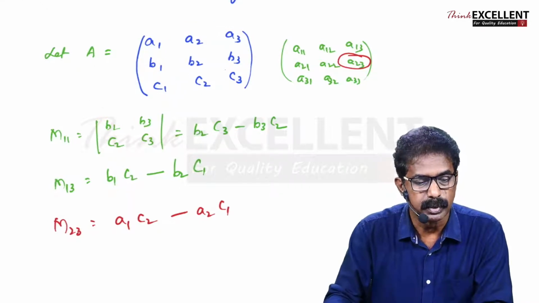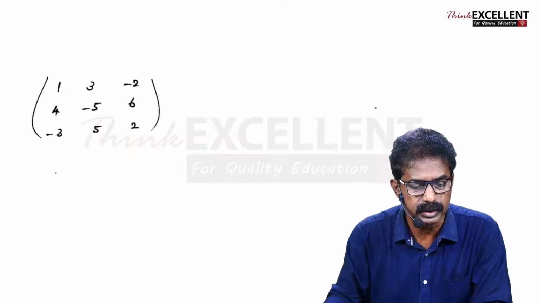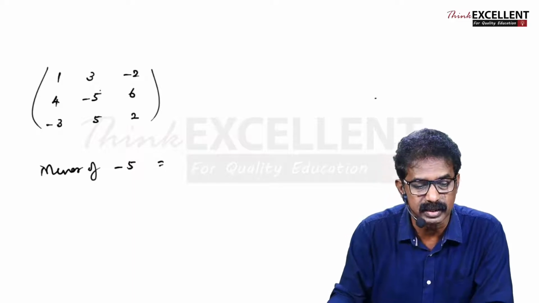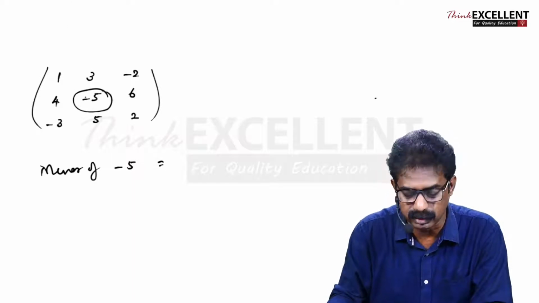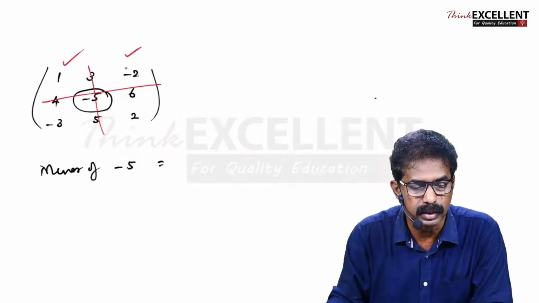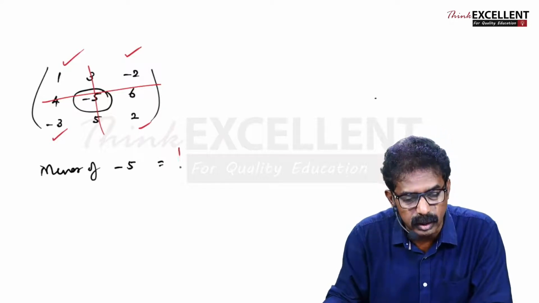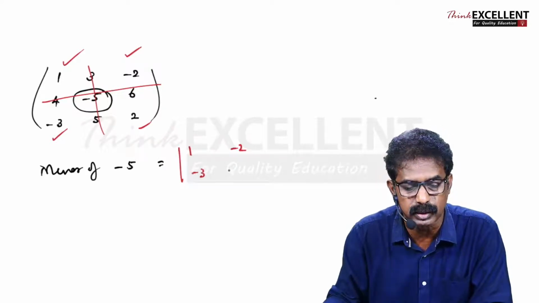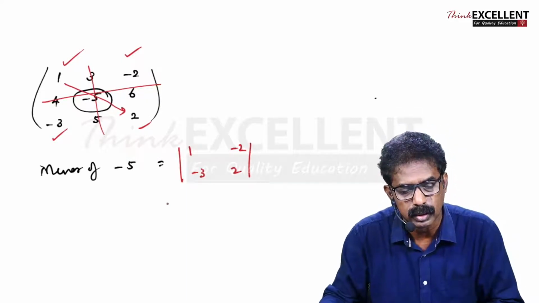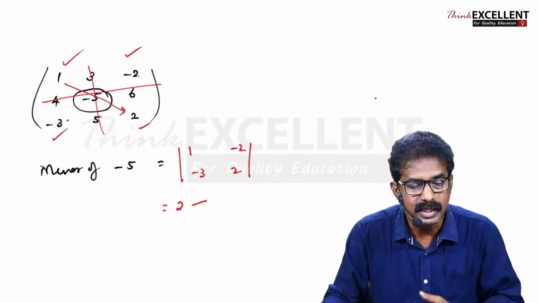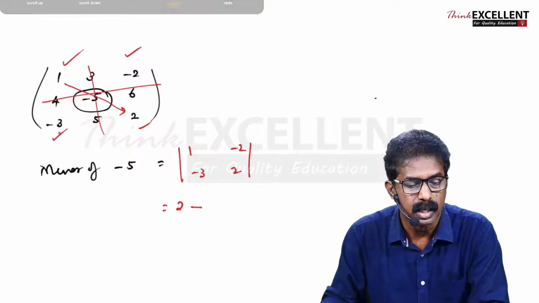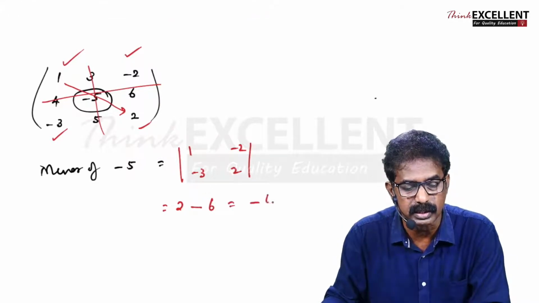Look at this one example. Suppose I want to find the minor of minus 5. Minus 5 is here. Leave that particular row and that particular column. So 1, minus 2, minus 3, 2 are the 4 elements. If you want, you can write 1, minus 2, minus 3, 2 initially, but later no need. Just multiply like this: 1 into 2, 2, minus 3 into minus 2. Minus and minus is plus, so it won't affect this. So 2 minus 3 twos are 6, so your answer is minus 4.